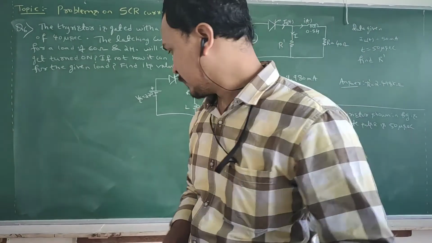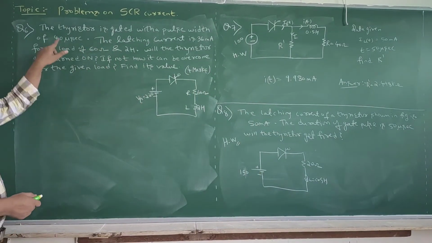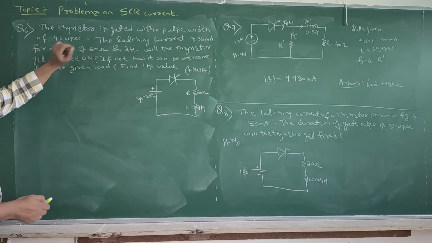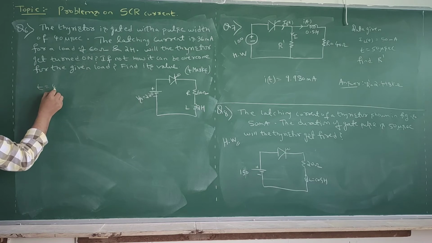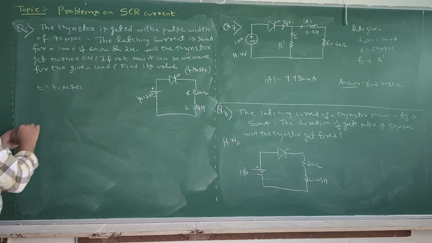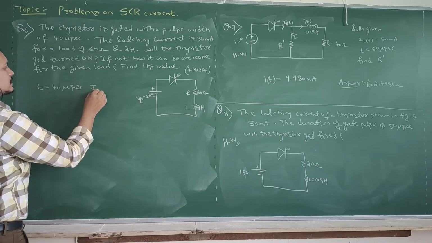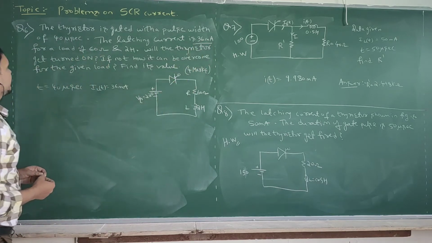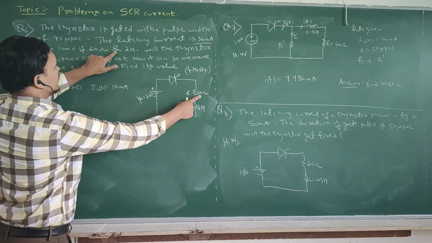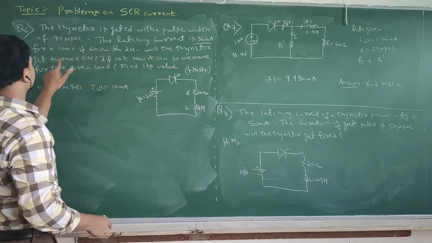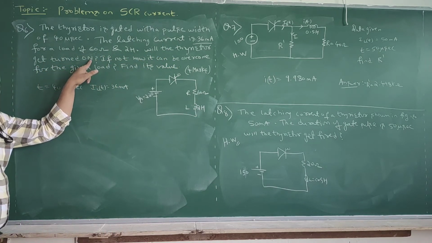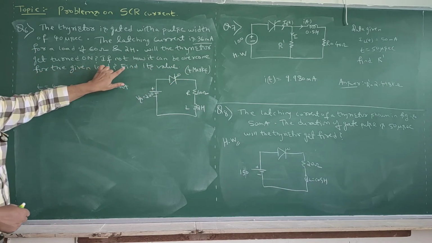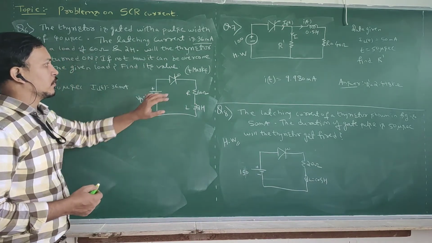Okay guys, the next problem is question number 6. The thyristor is gated with a pulse width of 40 microseconds. The latching current is 36 milliampere. For a load resistance of 60 ohm and inductor 2 Henry, will the thyristor get turned on? If not, how can it be overcome for the given load? Find its value. This is a 4 marks question.